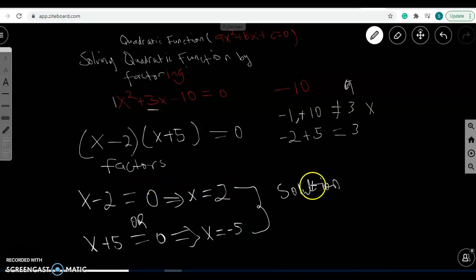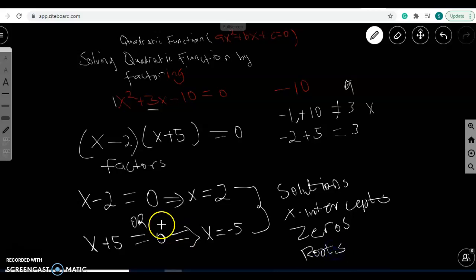The solutions have a lot of names. They can be called x-intercepts. Sometimes we call them the zeros, or some people call them the roots. All of them mean the same. So we are able to solve it. What is in the parentheses is called the factors, and when you flip it, the switch of it, and set it equal to 0, that gives you the solution.